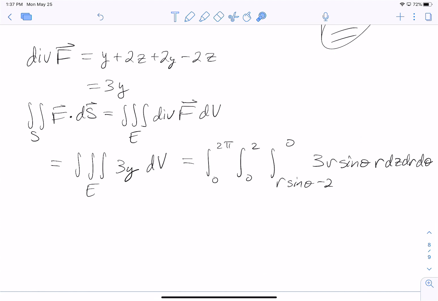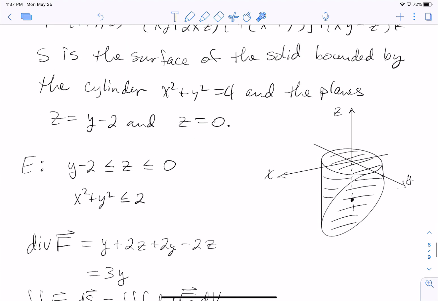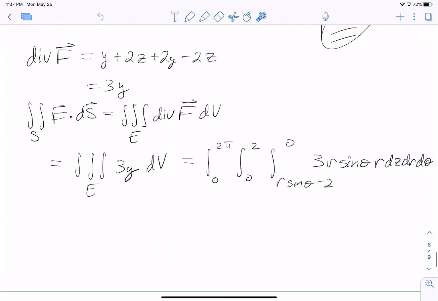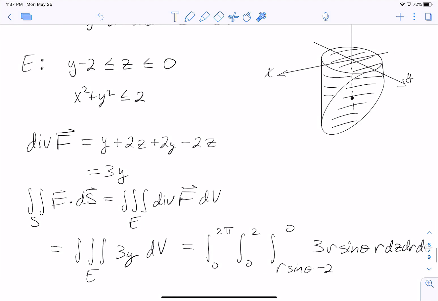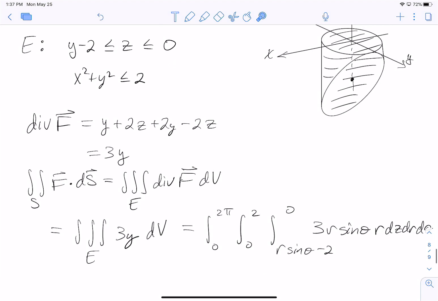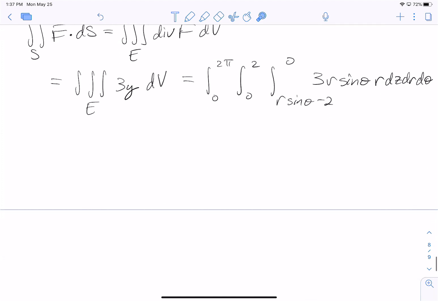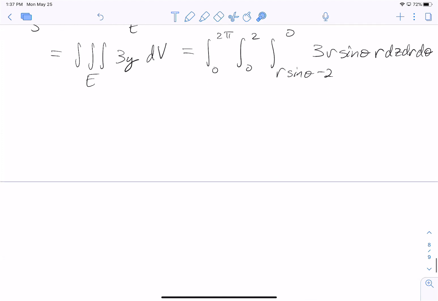Converting into polar coordinates, we have theta goes from 0 to 2 pi. r goes from 0 to 2 because we were talking about a circle of radius 2 for the cap of the cylinder. And then remember we said that z went from y minus 2 to 0. Expressed in terms of cylindrical coordinates, we have a lower limit of integration for z of r sine theta minus 2. An upper limit is 0. Now go ahead and continue on if you need to.